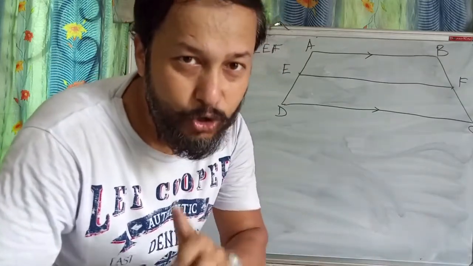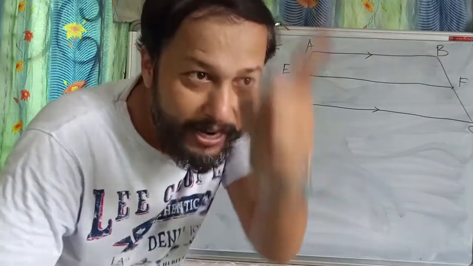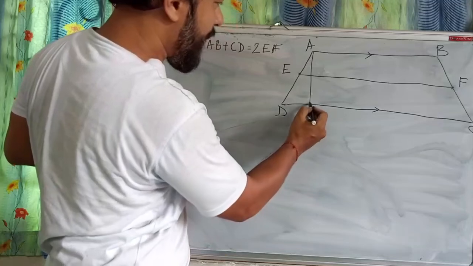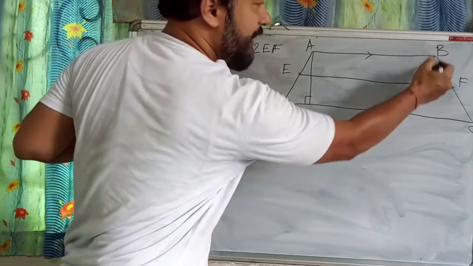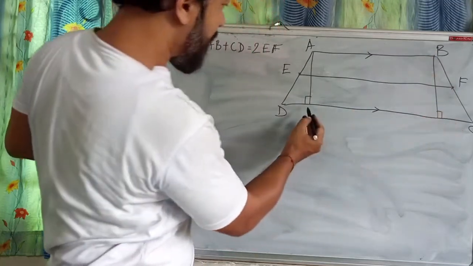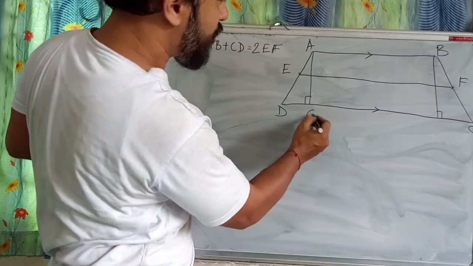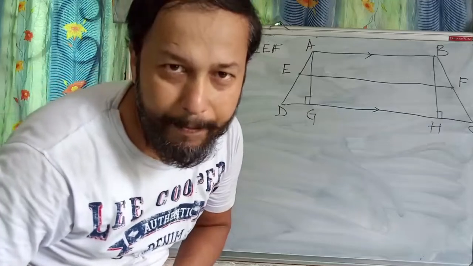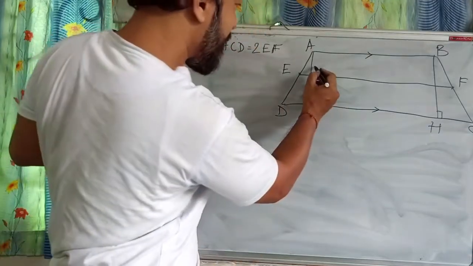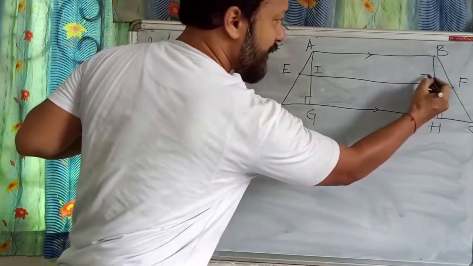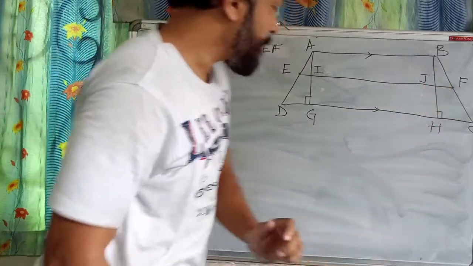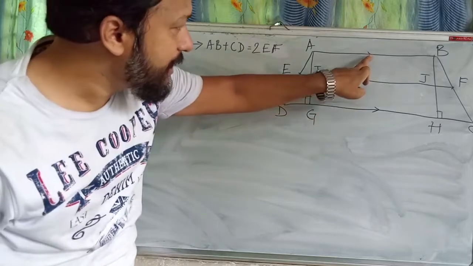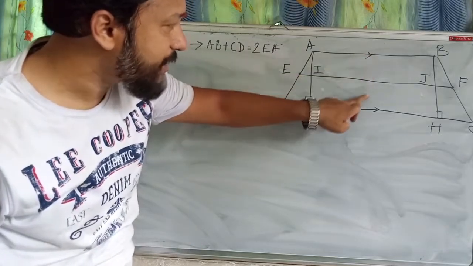For construction, you have to draw two perpendicular lines. This is 90 degrees, and here also this is 90 degrees. So say these are AG and BH, two perpendiculars, and say this is point I and this is point J. Now see from this figure, these three sides are parallel.